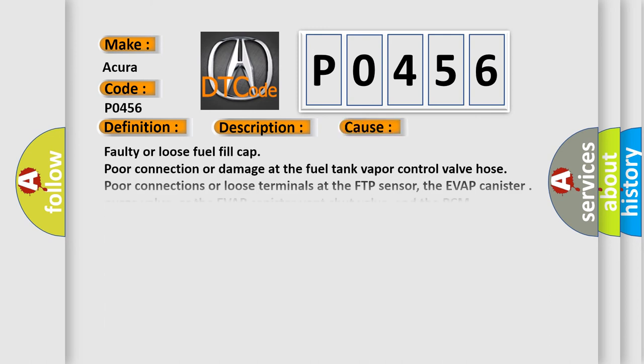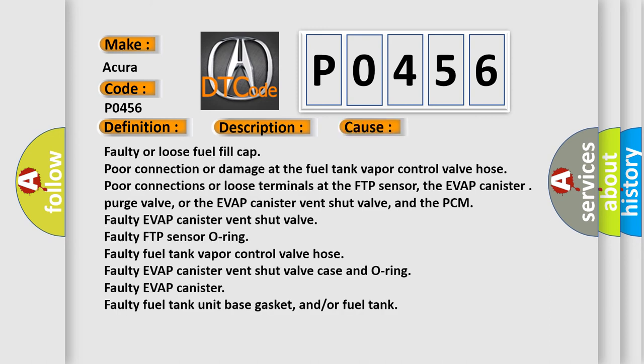This diagnostic error occurs most often in these cases: faulty or loose fuel fill cap, poor connection or damage at the fuel tank vapor control valve hose, poor connections or loose terminals at the FTP sensor, the EVAP canister purge valve, or the EVAP canister vent shut valve, and the PCM, faulty EVAP canister vent shut valve, faulty FTP sensor O-ring, faulty fuel tank vapor control valve hose, faulty EVAP canister vent shut valve case and O-ring, faulty EVAP canister, faulty fuel tank unit base gasket, and or fuel tank.